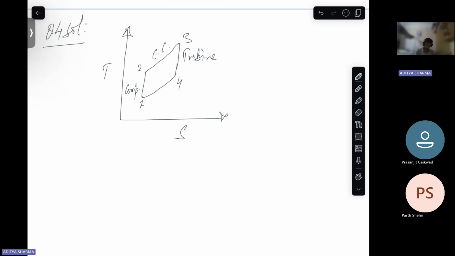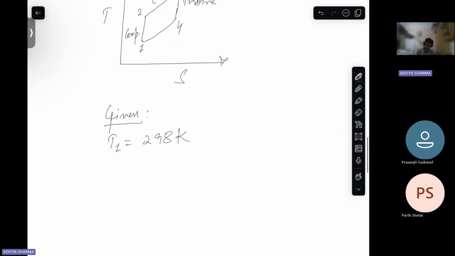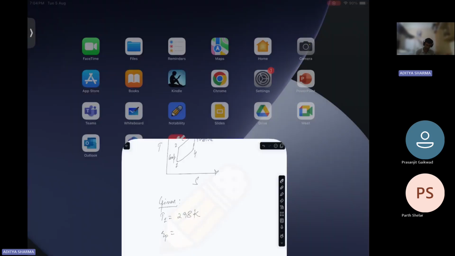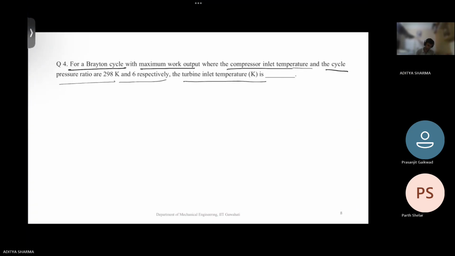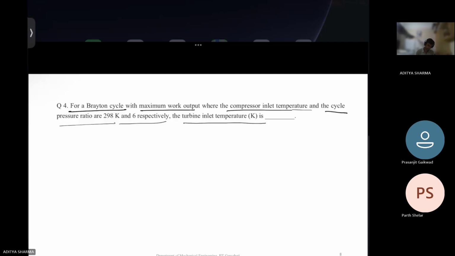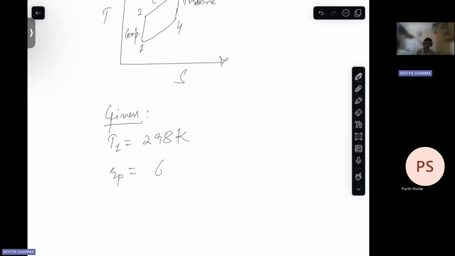So now we have been given T1 is 298 Kelvin, right? And the cycle pressure ratio is given as 6. Given as 6.